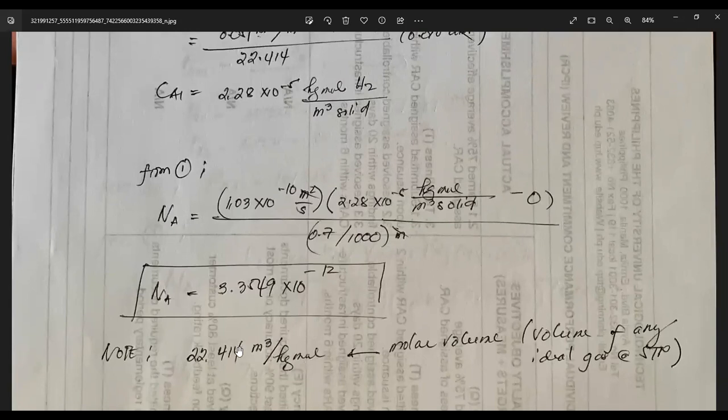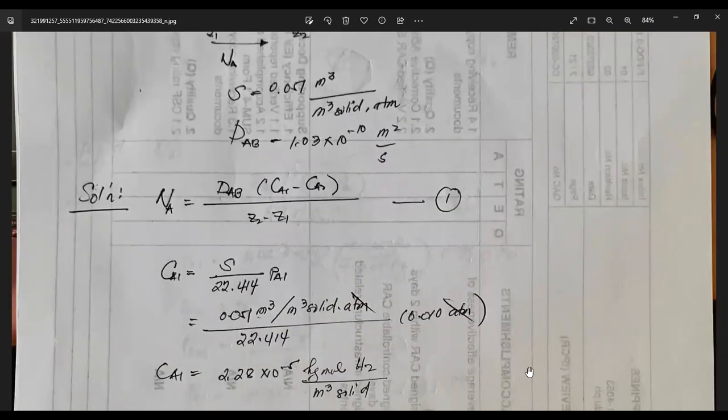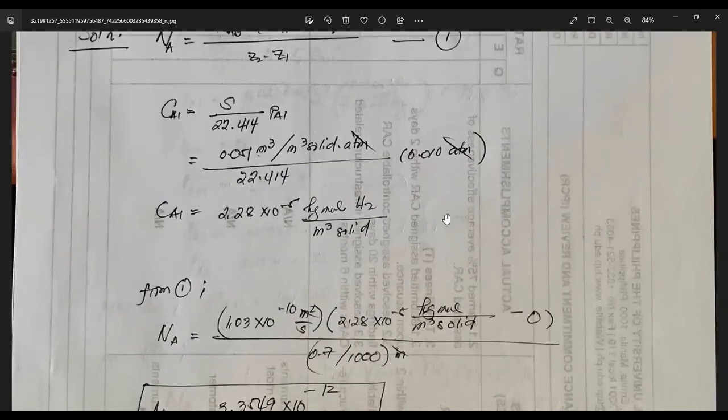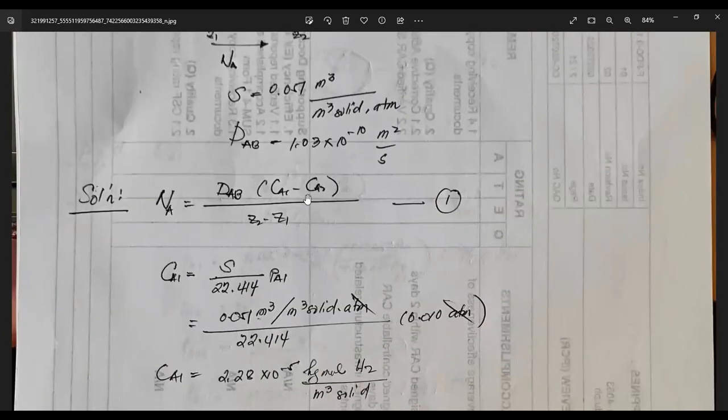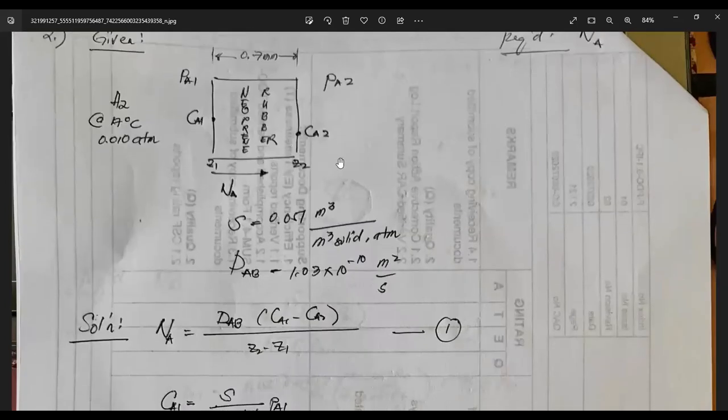So I place it here. This 22.414 cubic meter per kilogram mole is its set unit, the molar volume of any ideal gas measured at standard temperature and pressure. So for the volume of any ideal gas, even if H2 is not ideal, we need to assume that it's ideal. Otherwise, we can't use this particular formula. So you have already CA1, and CA1 is needed in here. You have CA1, and CA2 automatically at this side is already 0.